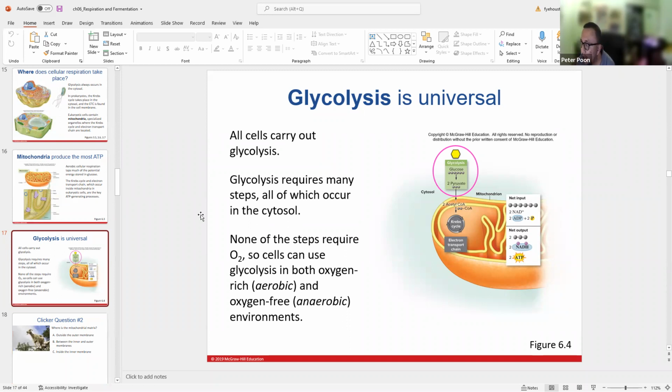Make sure you're aware of the net inputs and net outputs of glycolysis. So net inputs: glucose, 2 NAD plus, 2 ADP. The net output: I take one glucose and cut it in half. That little 3-carbon molecule is called pyruvate. The NAD turns into NADH, and the ADP turns into ATP. So I generate 2 NADHs and 2 ATPs out of it. Now I have a little bit of energy.